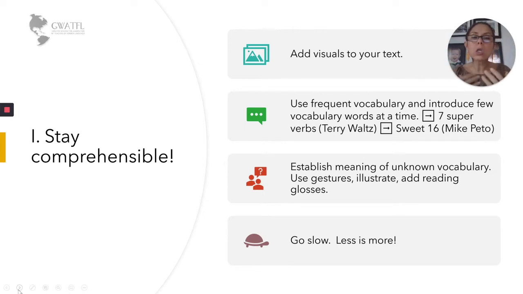But we can use our tone of voice, we can point, we can draw, we can write on the board, we can ask our students to tell us the meaning of something. And also, if you are in the classroom, you can use your walls. Again, if you're providing materials, another great way to establish meaning is with glosses, like at the bottom or the side of your text. And again, keep it comprehensible. The last strategy, the last tip is go very, very slow. Less is more, and now more than ever.